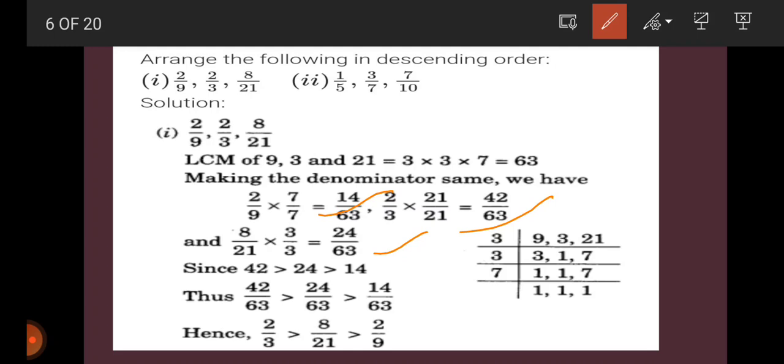Okay, and here is 14 by 63, 42 by 63 and 24 by 63. So whose number is bigger? The bigger number is 42. So first write 42, second 24 and 14. So this is our answer.